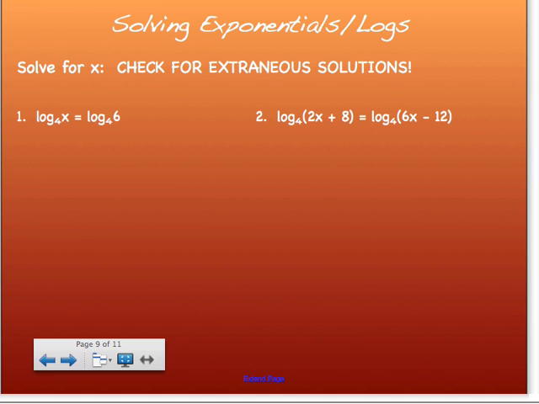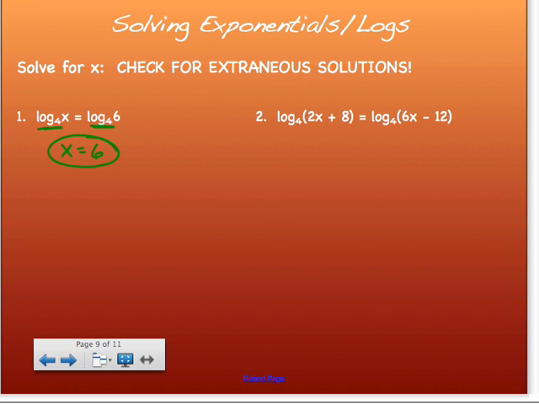Okay, so when you look at this, I have log base 4 in number 1. I have log base 4 of x equals log base 4 of 6. I see I have log 4 and log 4. So if I have the same base logs, I know they're going to be exactly the same, so I know x has to be equal to 6.